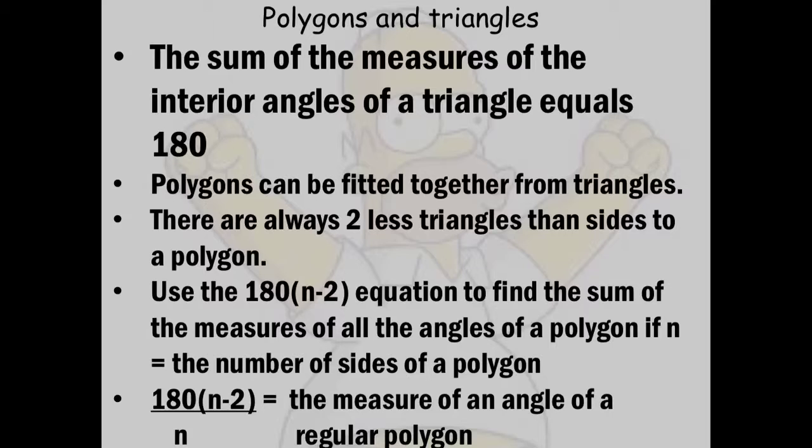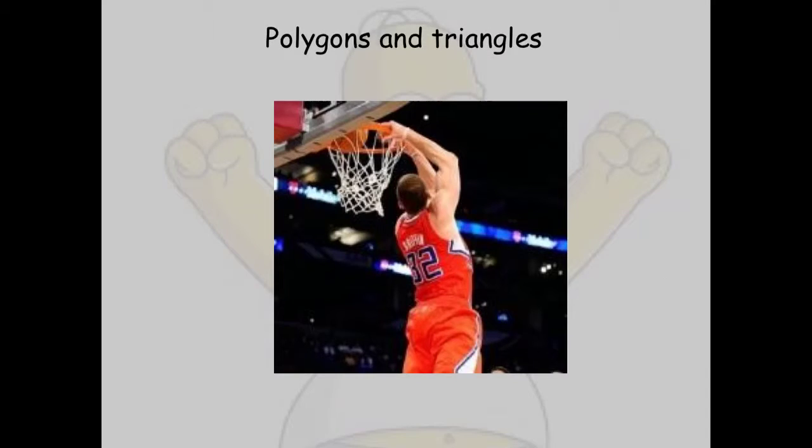Our first thing that you need to know is the sum of the measures of the interior angles of a triangle equals 180. What does that mean? Well, the first thing we need to think of is a 360 dunk, when you spin around in a full circle. If we were to cut that circle in half, it would be half the degrees. So a 360 is a full circle, 360 degrees, and half of that would be 180.